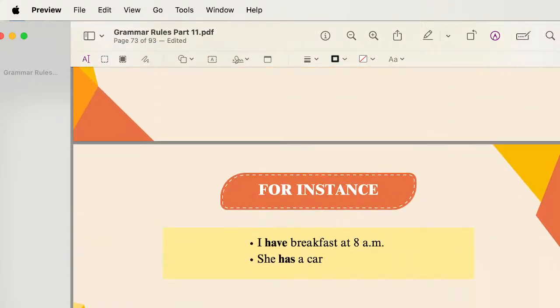For instance, I have breakfast at 8 a.m. She has a car. So again, has, have. Why are you using all of this? Just to precisely focus on the fact that you have breakfast, you consume it. It is a part of your routine. You possess a car. The car belongs to you. Therefore, you're using has here. She has a car.